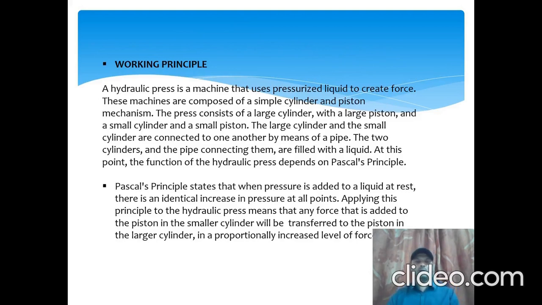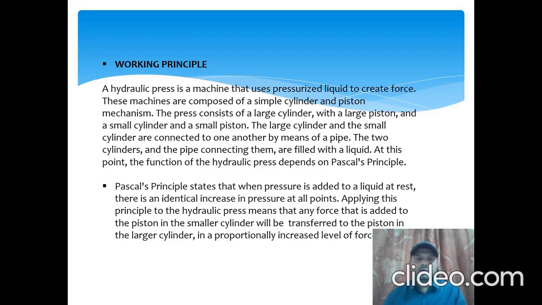Working principle. A hydraulic press is a machine that uses pressurized liquid to create force. These machines are composed of a simple cylinder and piston mechanism. The press consists of a large cylinder with a large piston and a small cylinder with a small piston. The large cylinder and the small cylinder are connected to one another by means of a pipe. The two cylinders and the pipe connecting them are filled with liquid.